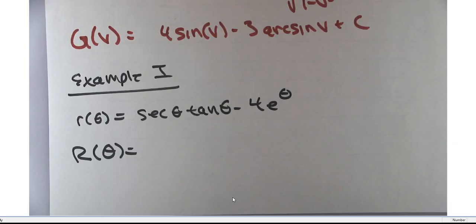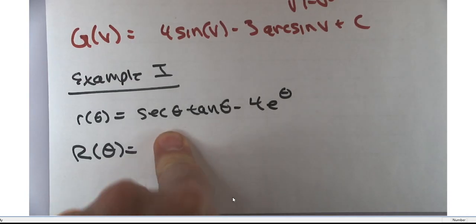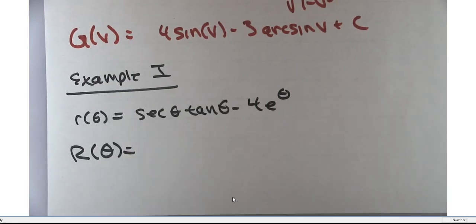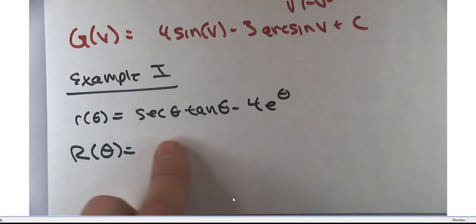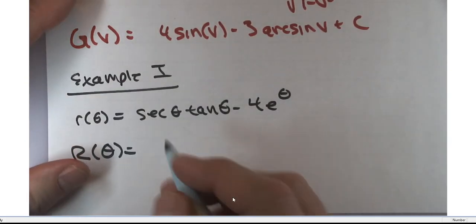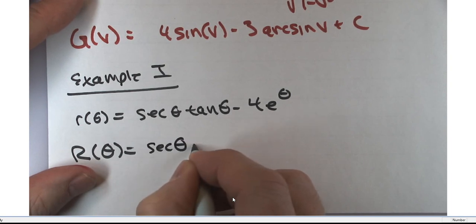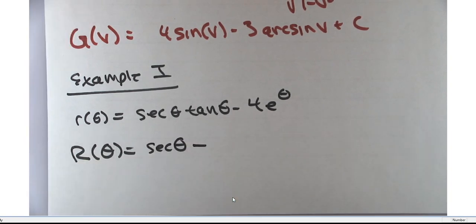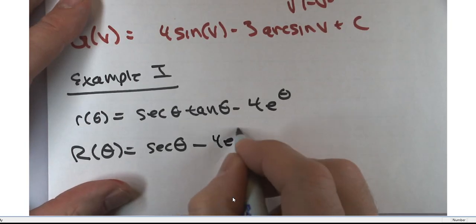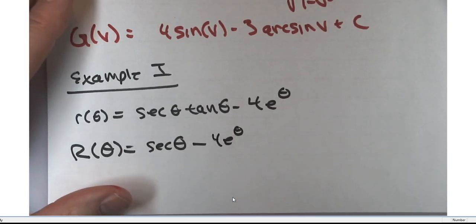Okay. So, tough one to start out with. Holly, what do I differentiate to get a secant tangent? Yeah, just the secant. So it's secant of theta minus what? Yeah, 4e to the theta. Good. Plus c.